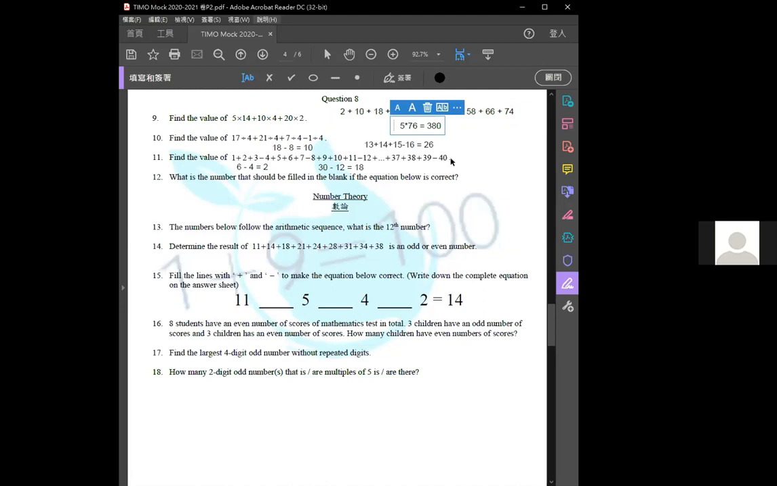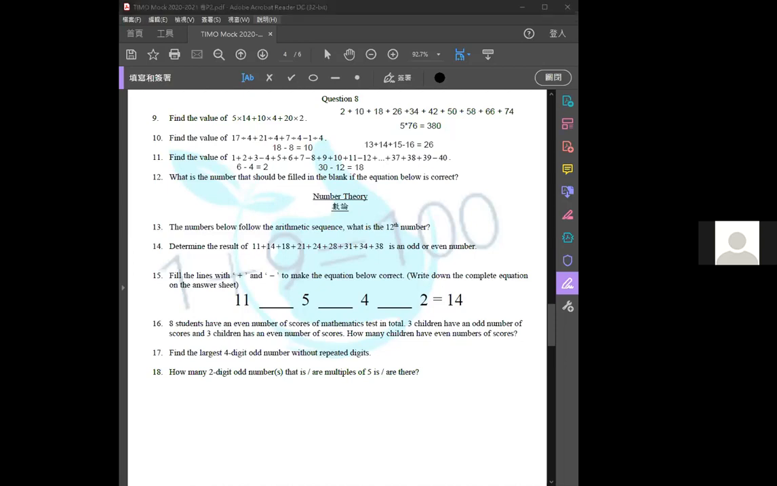As long as you know, I understand this one is a relatively difficult one. You need to understand the pattern, and also you need to divide it into different groups and then add them together. So it's relatively difficult. So let's move on. For question 12, what is the number that should fill in the blank if the equation below is correct? But I didn't see an equation here.